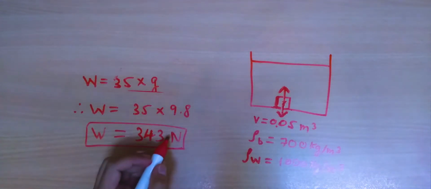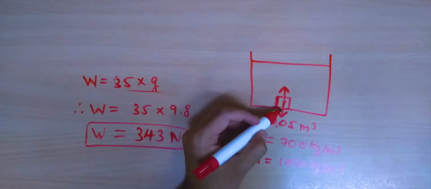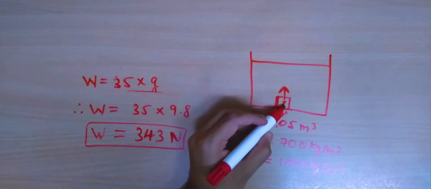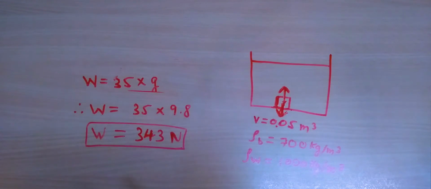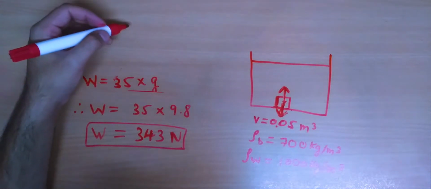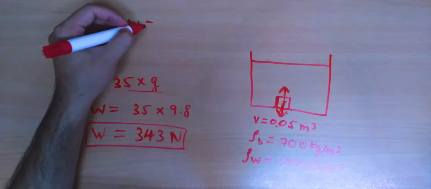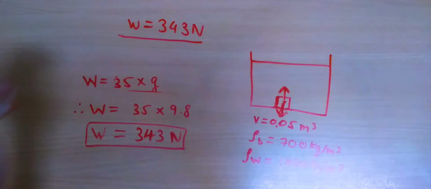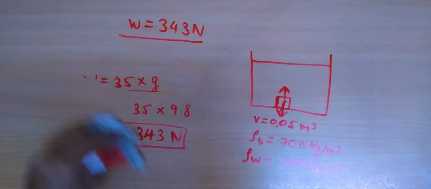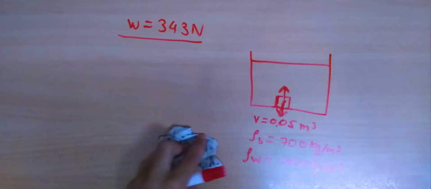So this 343 newtons is the force that is pulling it downwards, or the weight of the object, or the force of gravity which is pulling it downwards. Now I'll just write this here at the top. The weight equals 343 newtons. Perfect. Now what I need to do is find the buoyant force.